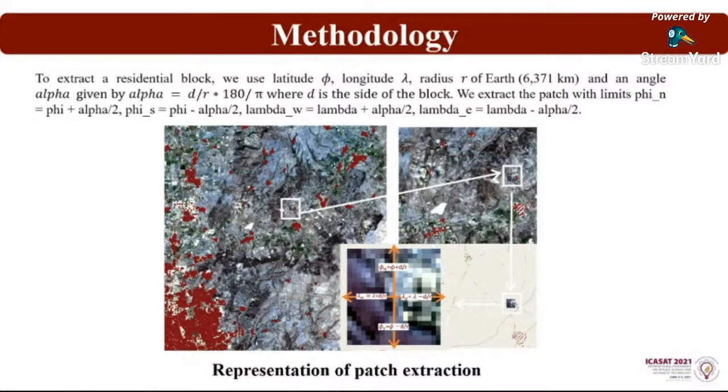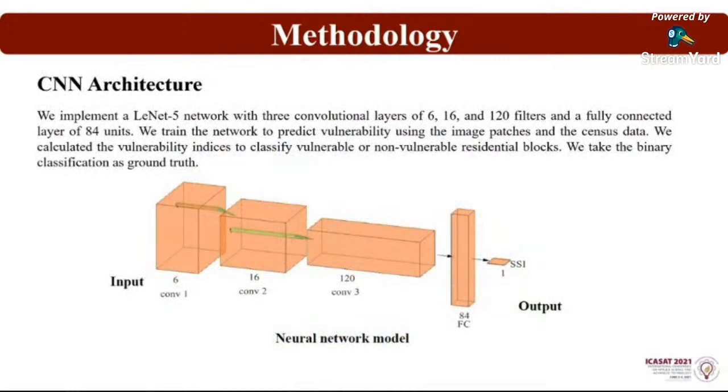We extract the patch to limits. To crop the image, we need to know the central point, defined by longitude and latitude, and we calculate the required distance to the north, south, east, and west. We implement a LeNet-style network with 3 convolutional layers of 6, 16, and 120 filters, and a fully connected layer of 84 units.